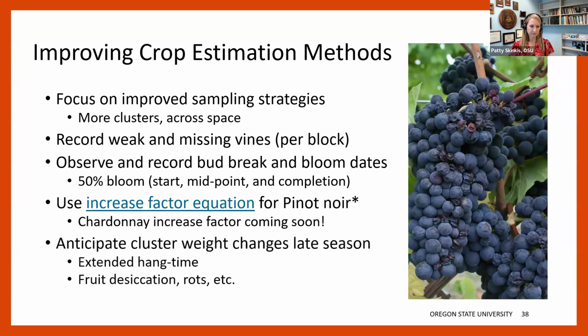And then, of course, one thing that all of this crop estimation work cannot do is anticipate late season changes to cluster weight. So if you do extended hang time, or you have fruit rots or fruit desiccation, that's something that you've got to account for to improve your estimations. So if you know that you have rains coming, or you have severe heat and shrivel, that can significantly decrease the amount of fruit that you have available out there, or decrease your cluster size.